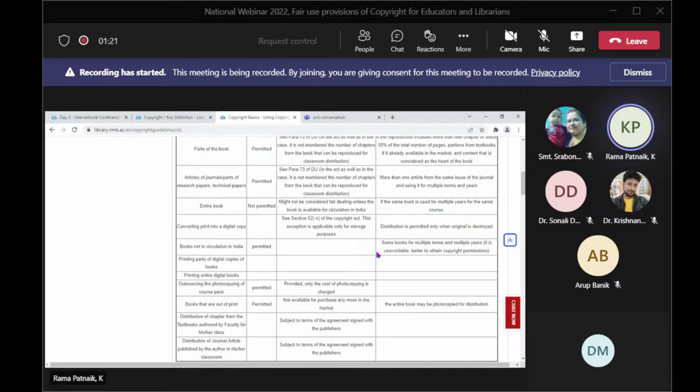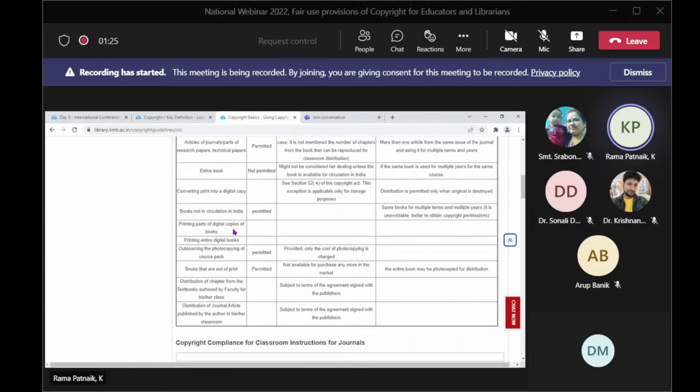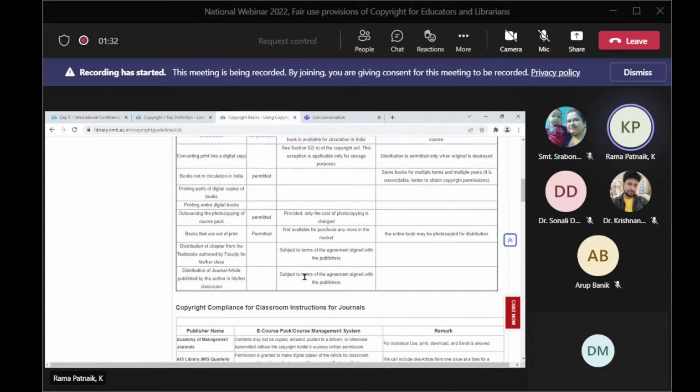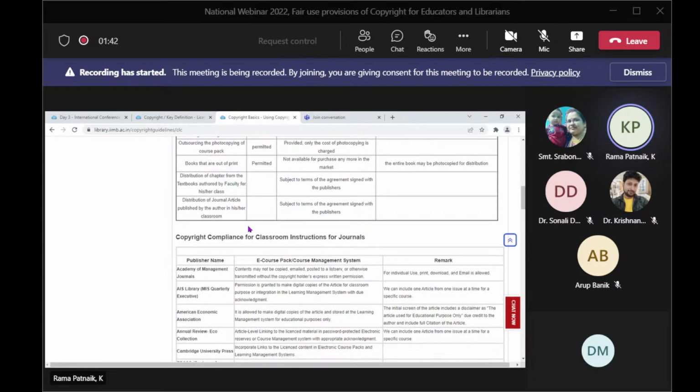Then converting print into digital. I think these are some of the things which we encountered, as far as the copyright issues are concerned. We have collated it. I am sure it goes on extending as we come across new cases of interpreting the copyright fair use provisions in the course of use of this copyright content.